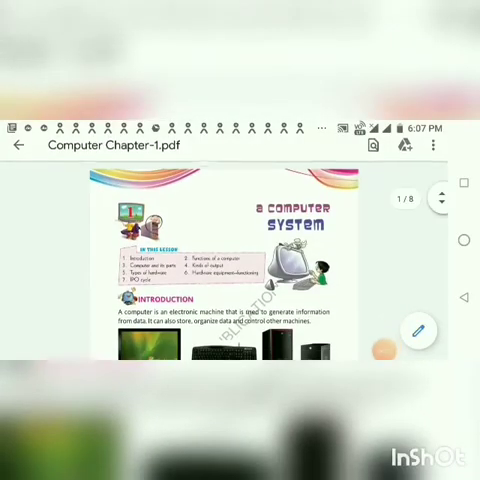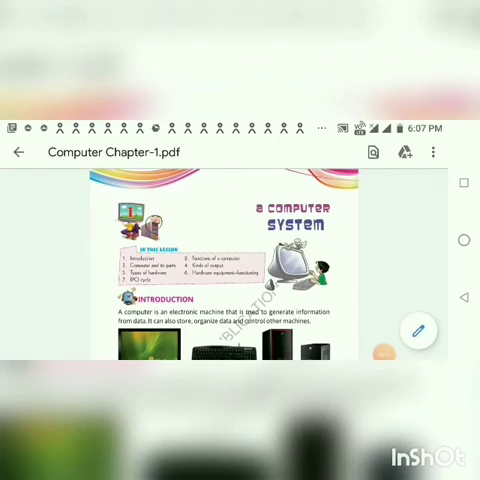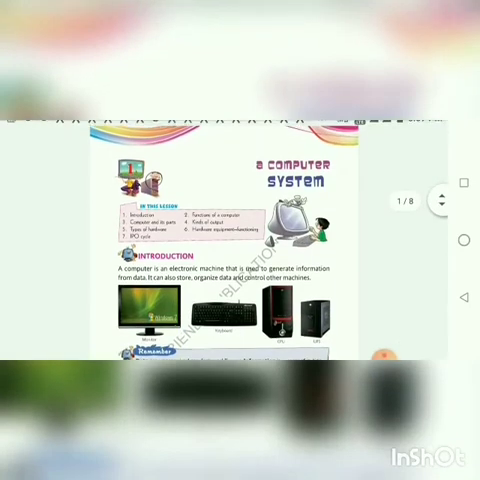I will teach you computer class 3, lesson first: computer system. I will teach you and explain the main points of computer. Students, today I will teach you what is a computer system.